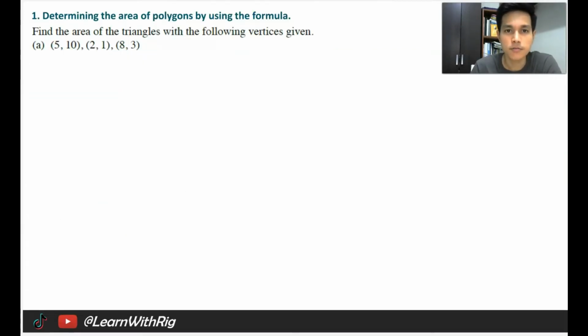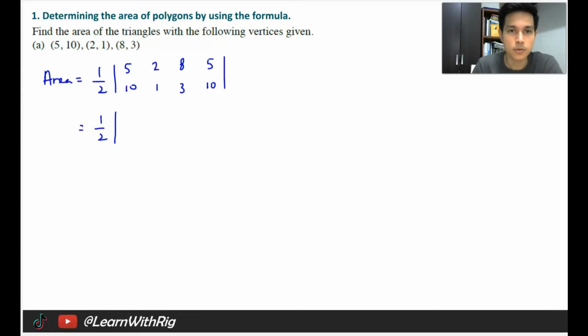Find the area of the triangles with the following vertices given. So they already gave you the 3 vertices, so we're going to use the formula straight away. Area is equal to 1 over 2, you have 5, 10, 2, 1, 8, 3. And now don't forget to repeat the first coordinate, which is 5, 10. Okay, so we're going to do this 1 over 2.